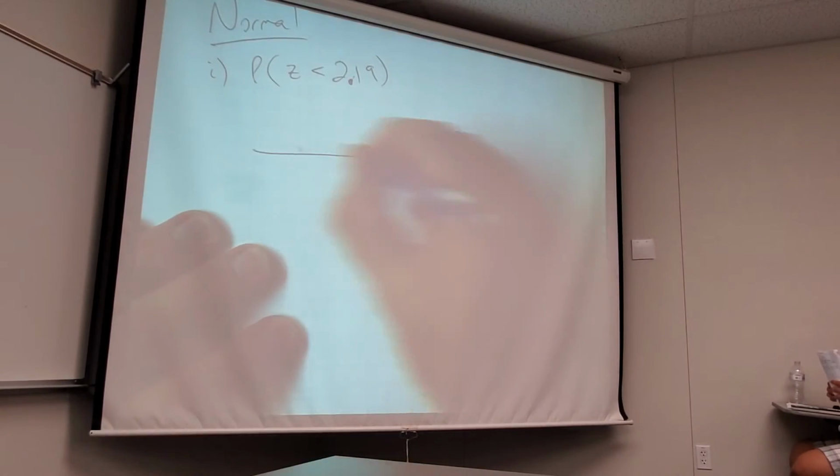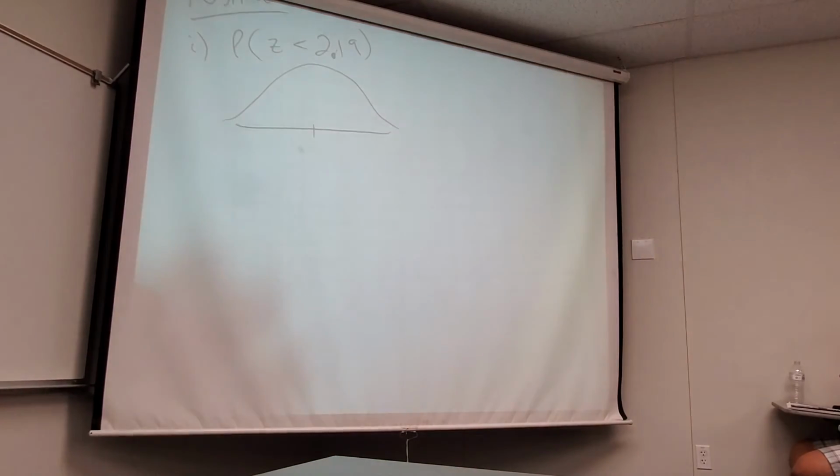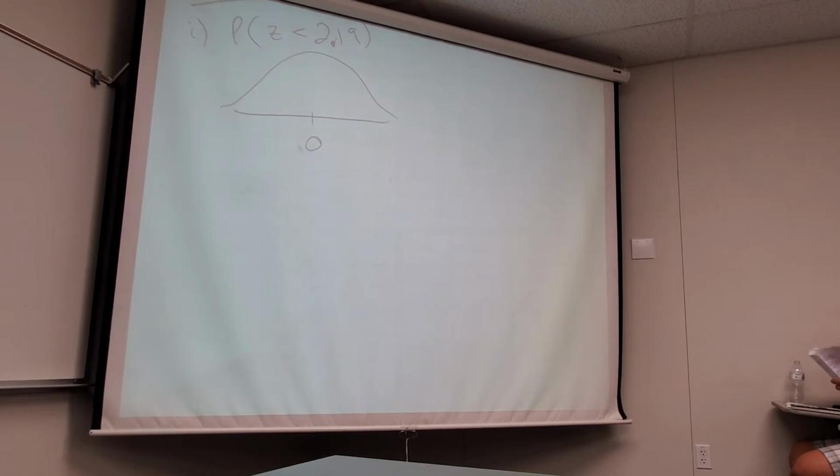So how does this look? What goes in the middle for this one? 0. For z-scores, the mean is 0, because once I change it to z-scores, it becomes 0. It's 0 away from itself. Where's 2.19?